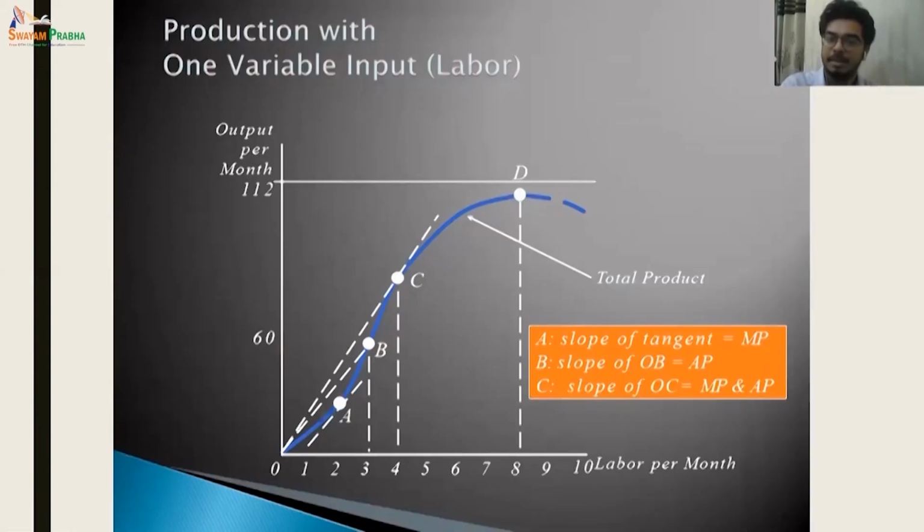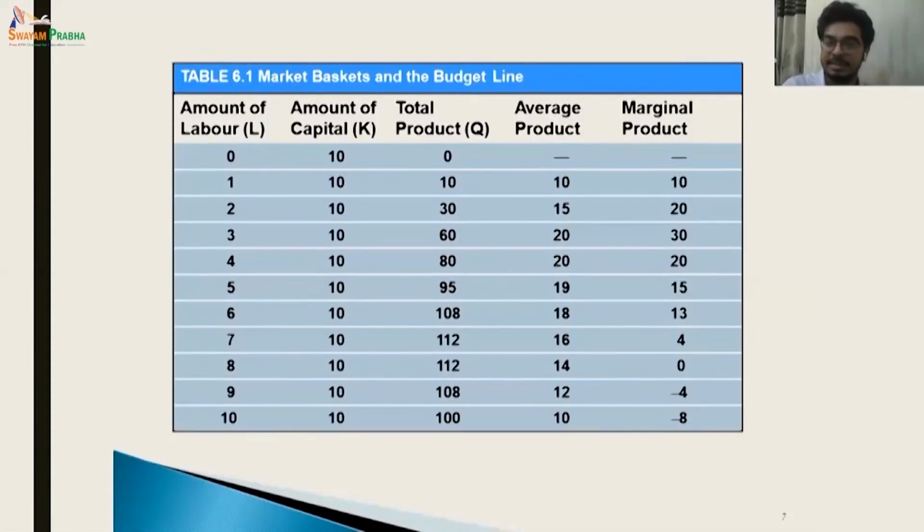But after that, from 60 onwards, it is increasing, upward sloping, but at a decreasing rate, concave. So what do we see? That after 60, it is increasing till 7 and 8, till 8 mostly, it is increasing, but the amount of incremental contribution is decreasing. That is 20, 15, 13, 4, 0.